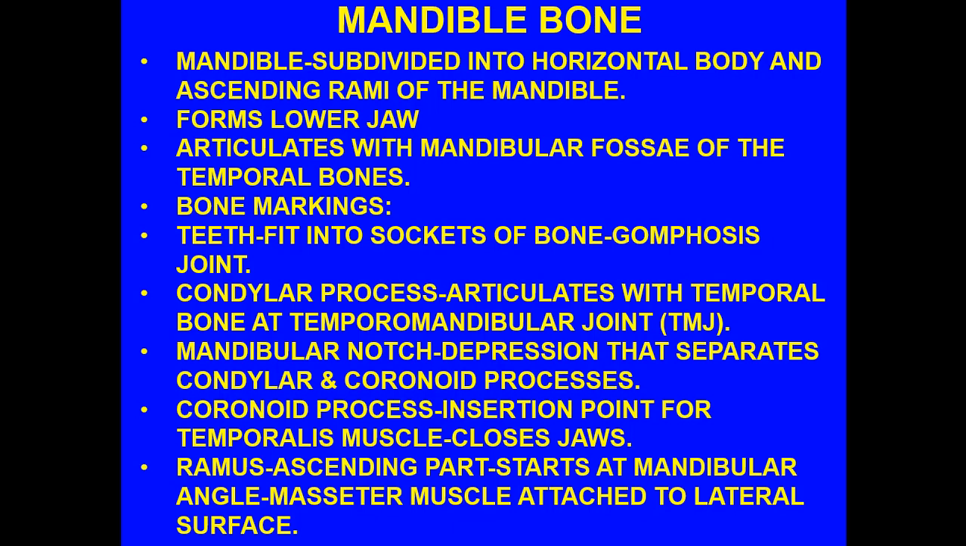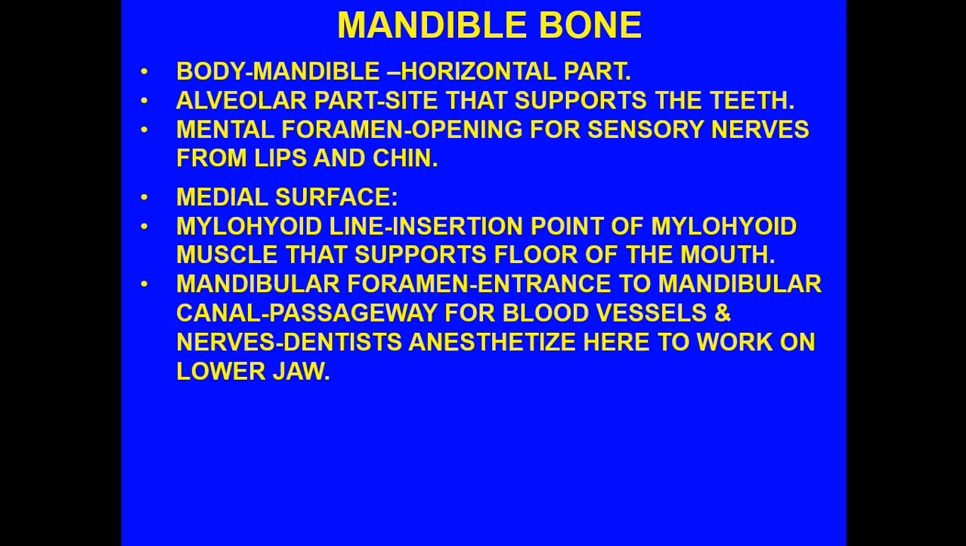The condylar process articulates with the temporal bone at the temporomandibular joint, TMJ. The mandibular notch is a depression that separates the condylar and the coronoid processes. The coronoid process is an insertion point for the temporalis muscle, which helps close the jaws. The ramus is the ascending part. It starts at the mandibular angle. The masseter muscle, a big muscle, attaches to the lateral surface.